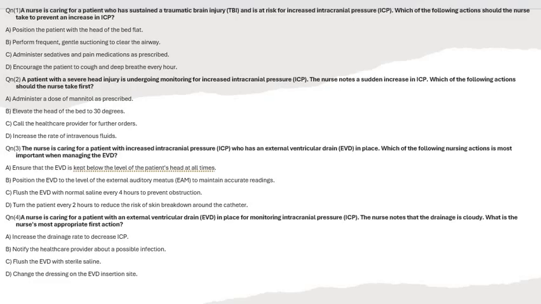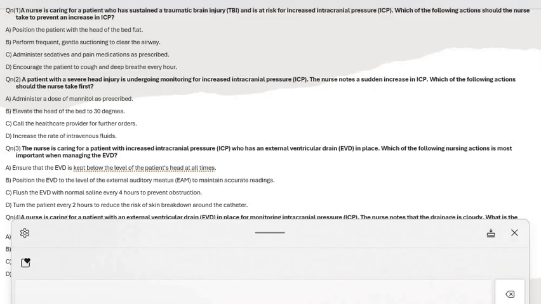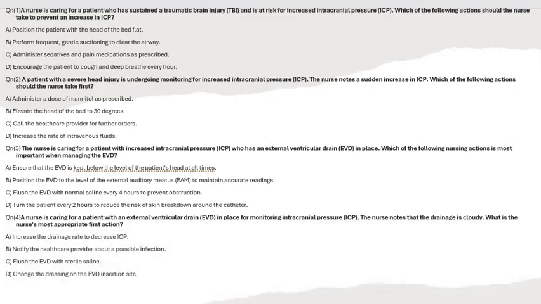Question number 4. A nurse is caring for a patient with an external ventricular drain in place for monitoring the ICP. The nurse notes that the drain is cloudy. What is the nurse's most appropriate first action? Increase the drainage rate to decrease the ICP. Notify the healthcare provider about a possible infection. Flush the EVD with sterile saline. Change the dressing on the EVD site. And our answer will be notify the provider for the possible infection, because a cloudy appearance indicates that there could be an infection.